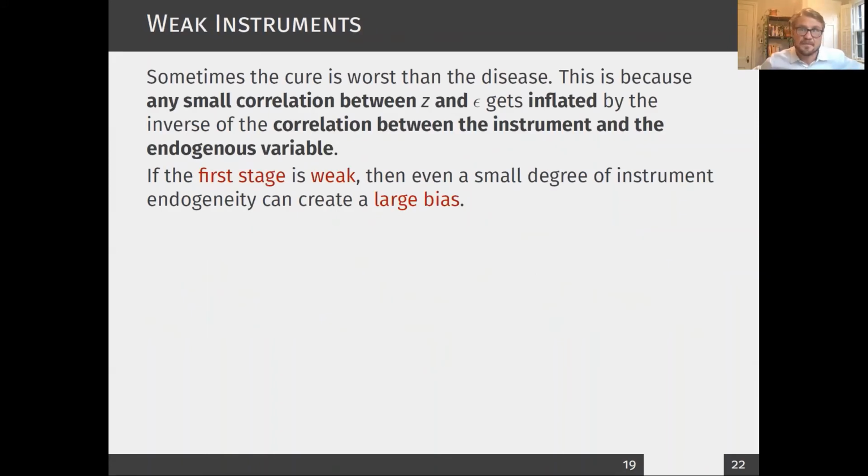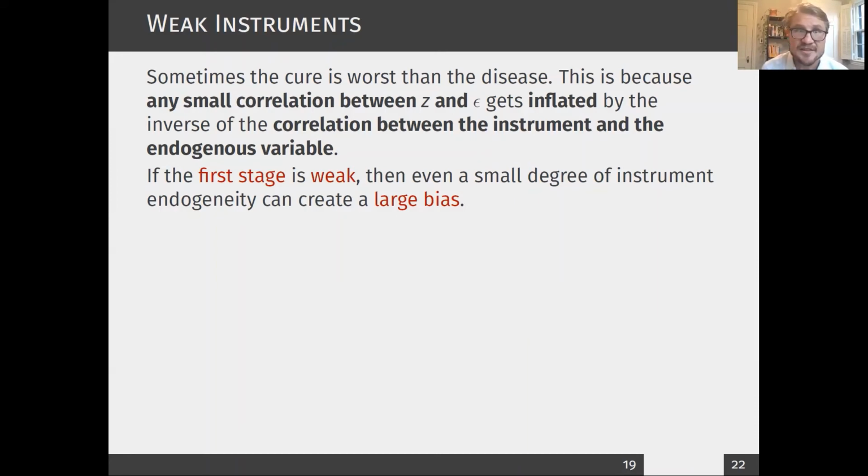And so one of the more insidious, nefarious challenges of the instrumental variable approach is that the cure can be worse than the disease, especially if the instrument is weak. And by weak, I mean that there's a very small correlation between the instrument and the endogenous variable, meaning that the first stage is not very strong.